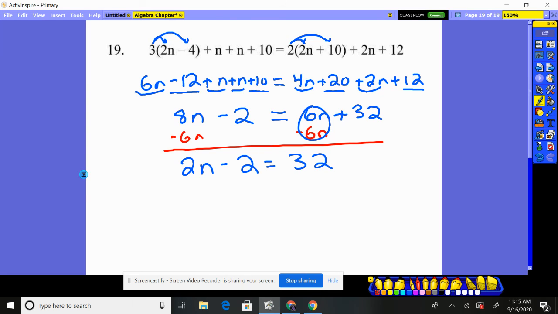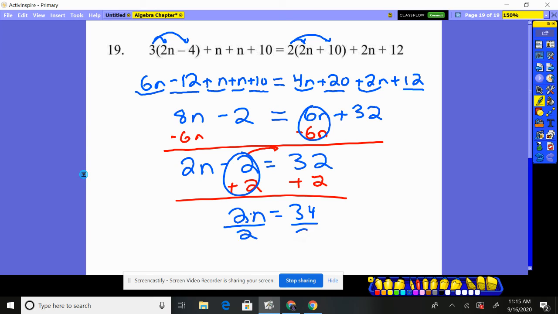Now I'm like, hey, you got the 2n's to the left, so get the numbers to the right. So I know that minus 2 needs to move off this side over to the right. So I subtract 2 from both sides of the equation. That goes away. You're left with 2 times n equals 34. And finally, divide both sides by 2 to get your solution of 17. There's the final problem of practice test 1 for you.